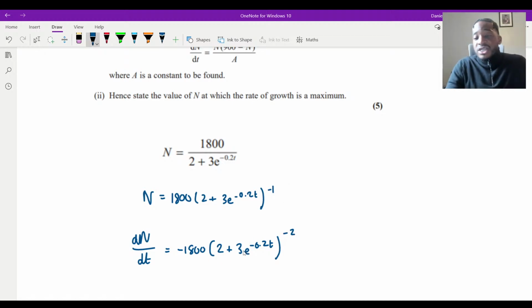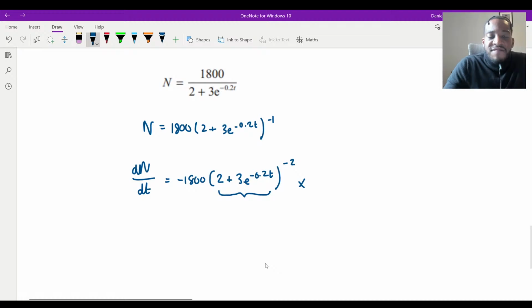And after that, remember, this is a chain rule problem. I need to multiply by the inside differential of this function here, so I need to differentiate that. Now, how do I differentiate that? There are 2 terms in it. The 2 will go to 0, so that's done. And then I need to differentiate this 3e to the minus 0.2t. There's a constant here, so I'm going to put a 3, and I'm going to times it by the derivative of e to the minus 0.2t.